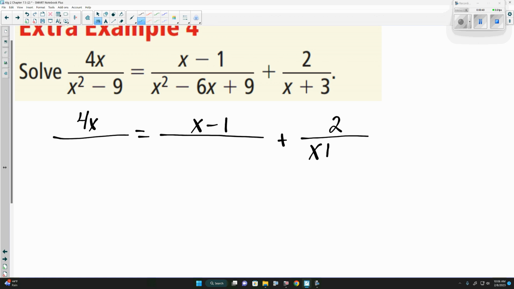Now, out of all three rational expressions in this equation, the last one, the x plus 3, is already in simplest form. We do need to factor the other two. The first one, x squared minus 9, is a nice one to factor because it is a difference of perfect squares, which would make it x plus 3 and x minus 3.